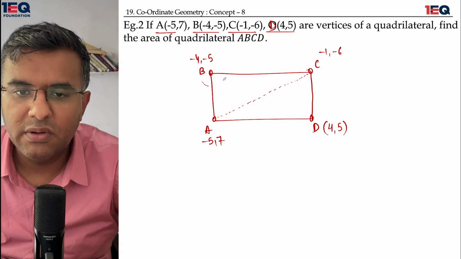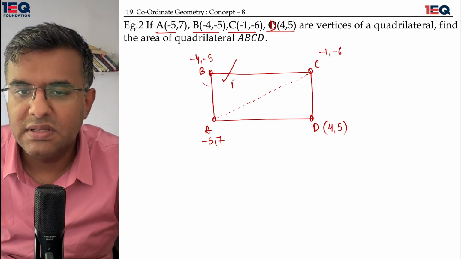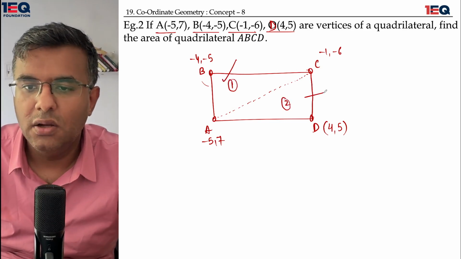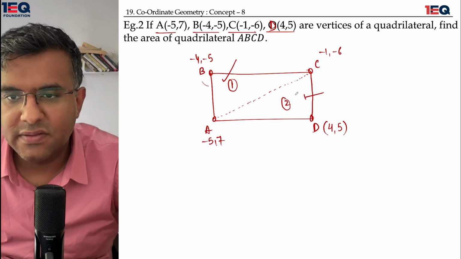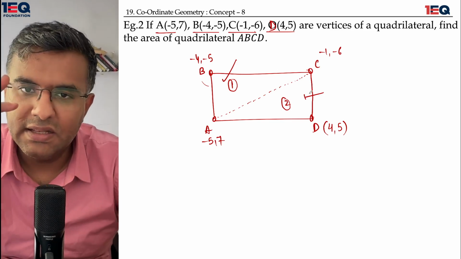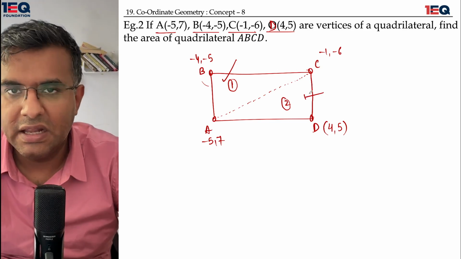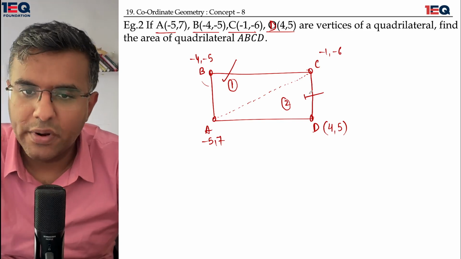I would first find out the area of the triangle ABC. I'll call this triangle 1, and then I'll find out the area of the triangle ADC. These two areas of the triangle I'll find out, and then I'll simply add them up, and then I'll find the final area of the quadrilateral.